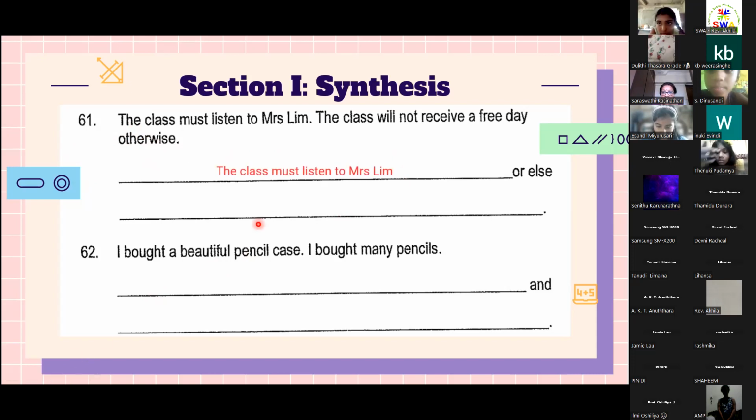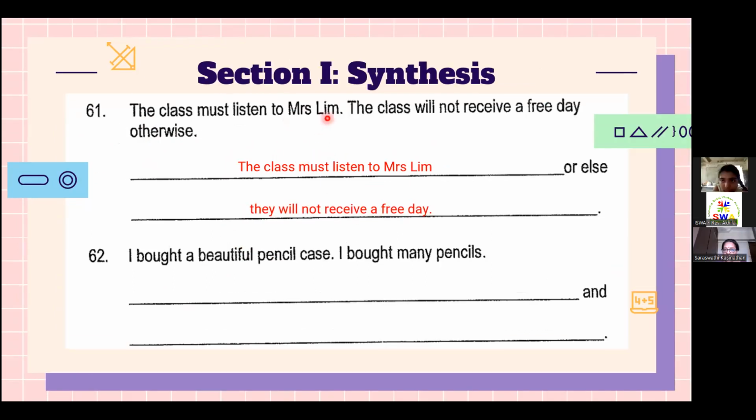Okay, let's check the answer. The class must listen to Mrs. Lim. Very good. Or else they will not receive a free day. So the only thing you need to do is change the words "the class" to "they". They will not receive a free day, full stop, because we already use "or else". We don't need "otherwise" any more. All right. Very good. Good job. Well done.